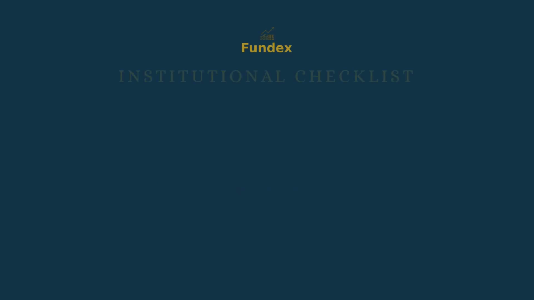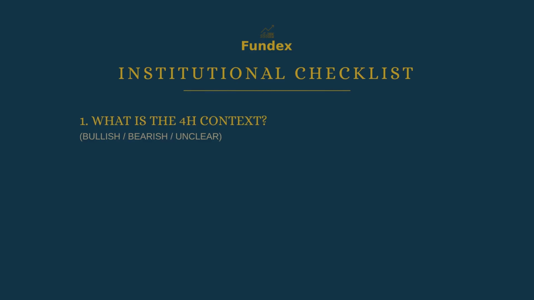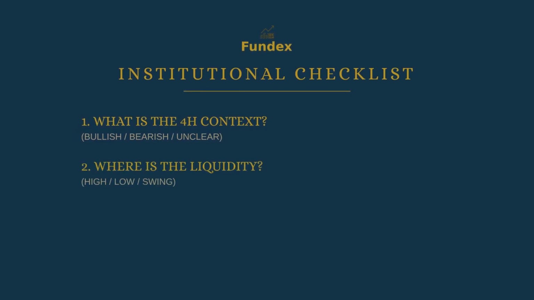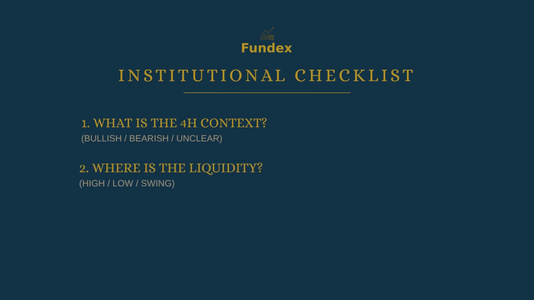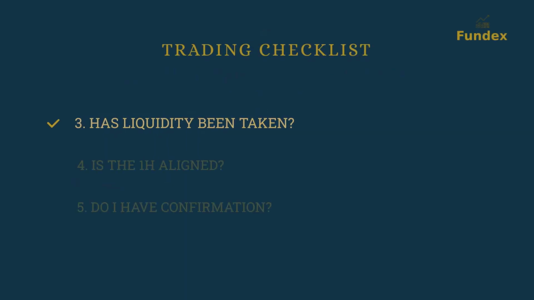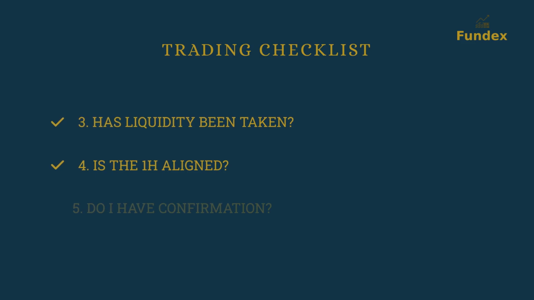Now, when I am reviewing a potential trade, I like to think through a simple checklist. First, what is the 4-hour context? Bullish, bearish, or unclear? Second, where is the liquidity? Above a recent high? Below a recent low? Around an important swing point? Third, has liquidity actually been taken, or am I entering too early because I expect it to happen? Fourth, what is the 1-hour chart showing me? Is it aligned with the 4-hour context, or is it still moving against my idea?